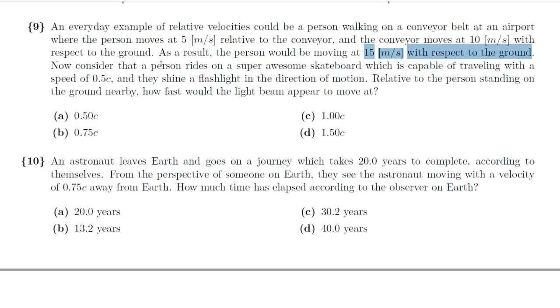Now consider that a person rides on a super awesome skateboard, which is capable of traveling with a speed of 0.5 c, in other words, half the speed of light. They shine a flashlight in the direction of motion, so in the direction they're traveling, relative to a person standing on the ground nearby. How fast would the light beam appear to move at? This answer you should be able to figure out almost immediately. What is the answer to that?